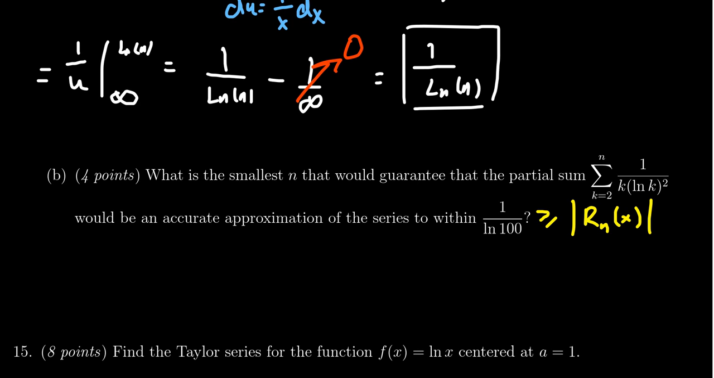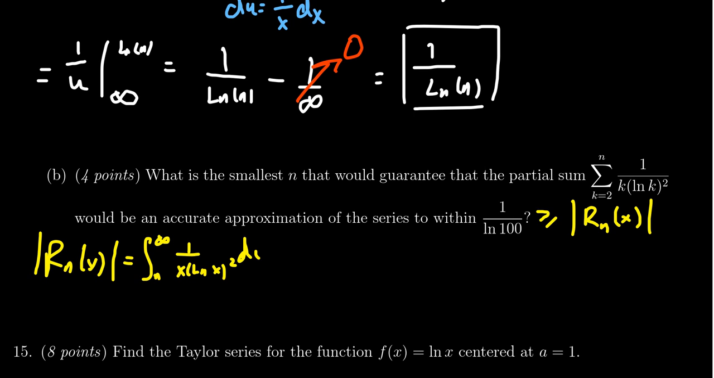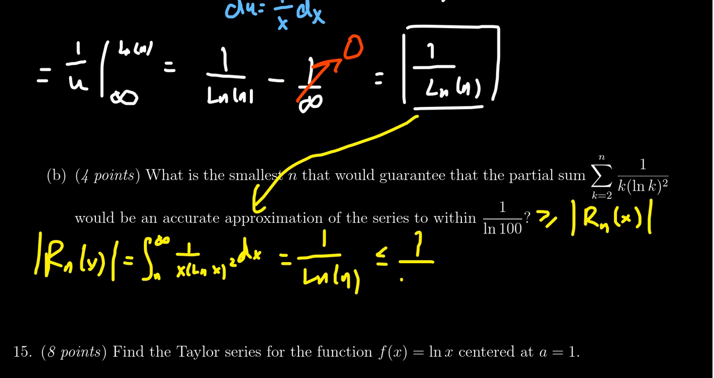Now, the important thing to remember about the integral test, and this is why we mentioned it earlier, is that the remainder of the integral test will be bounded above by the integral from n to infinity of the function 1 over x times the natural log of x squared dx. And as we showed in part A, this is equal to 1 over the natural log of n, right? And so this is supposed to be less than or equal to 1 over the natural log of 100. And so this inequality right here we need to solve.